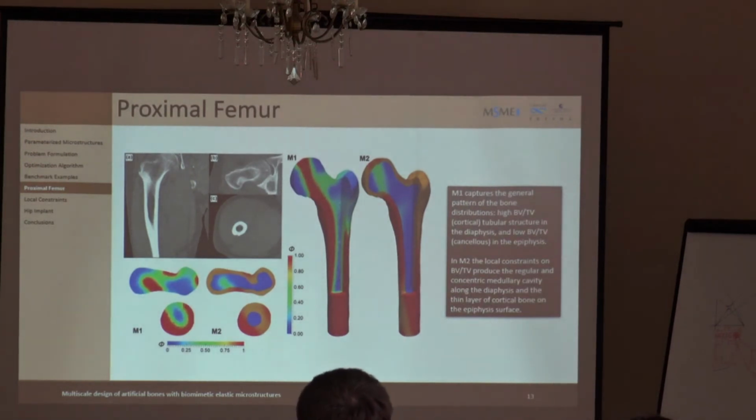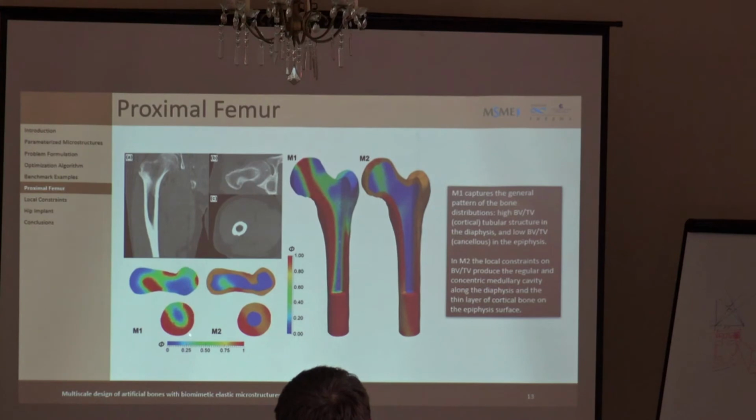Well, here we can see the results. The colors represent the solid volume fraction in the different elements of the model. Here we can see that for model 1, we could obtain the general pattern that we see in the actual bone, with microstructures that have a high volume fraction in the diaphysis of the bone.